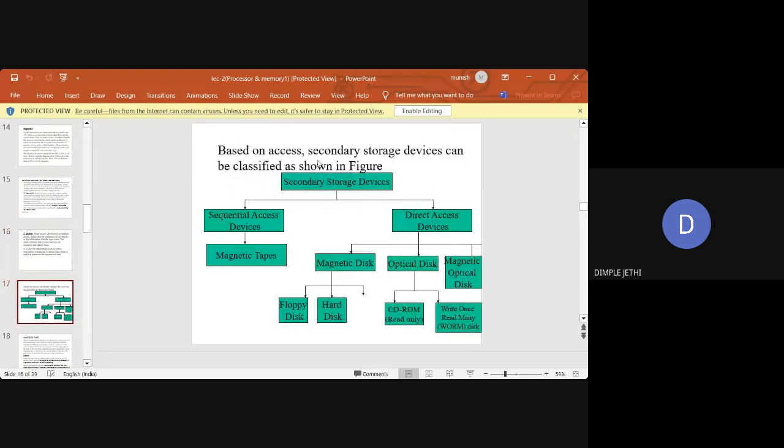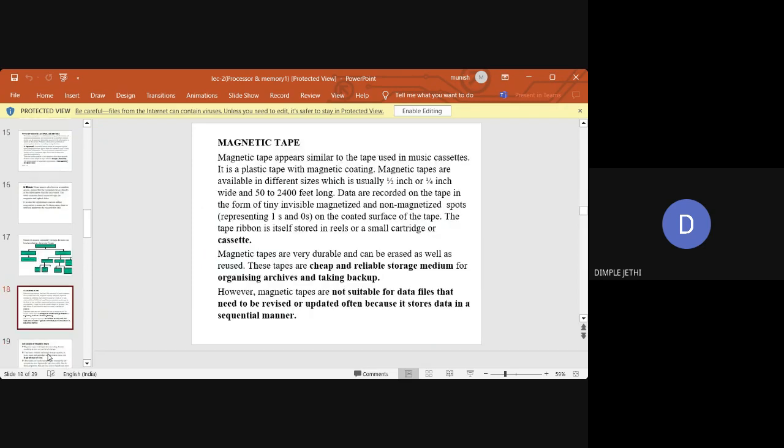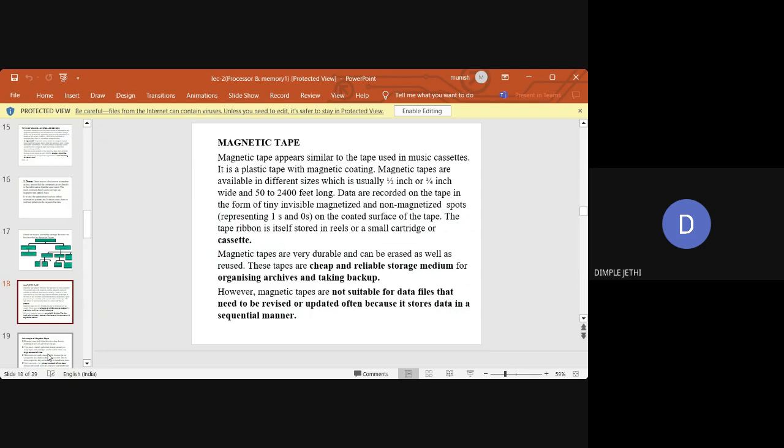On this sequential access and direct access basis, we have divided all the secondary storage devices. Magnetic tapes come under sequential access devices, and your magnetic disk and optical disk come under direct access devices. We used to have the floppy disk also in earlier times. So floppy disk, hard disk, CD, these all come under direct access devices. Clear? Now we will see how they work.